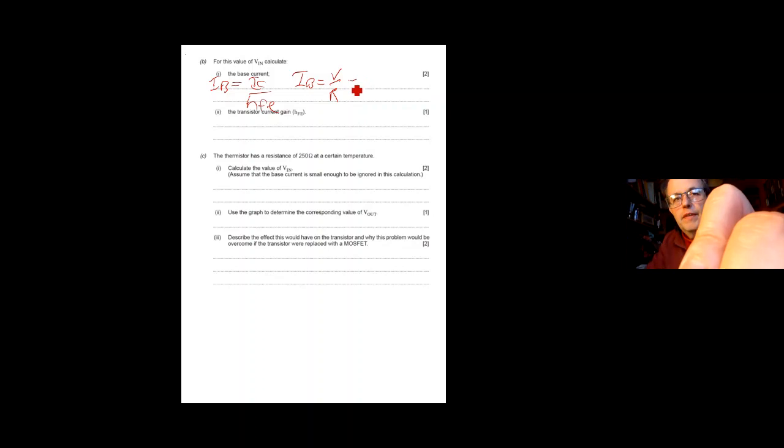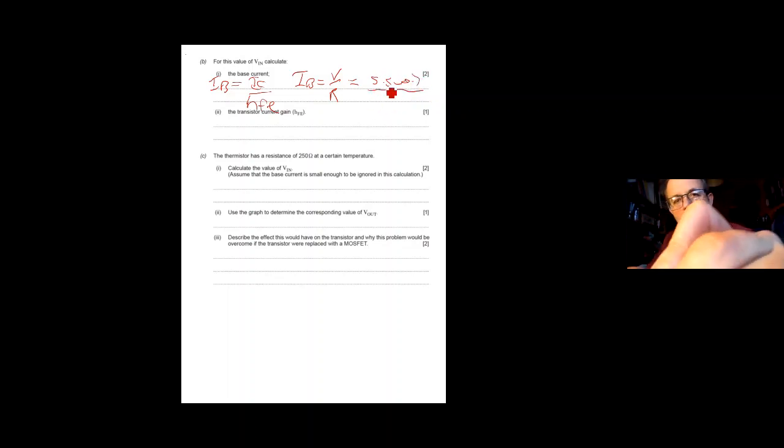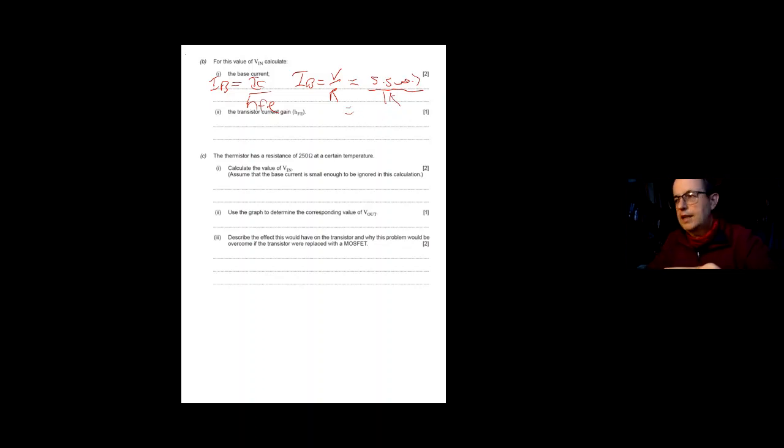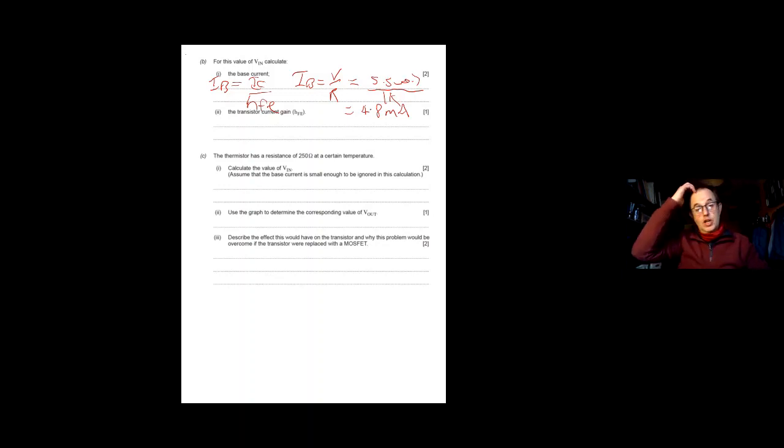So I could do that by doing the 5.5 minus the 0.7, which is coming in, and divide that by the 1K resistor. If you want to try that on your calculator, that will give you 4.8, and that's milliamps. Sometimes you try an equation, you realize you don't have something, and then you try another equation, look to see what values you've got.